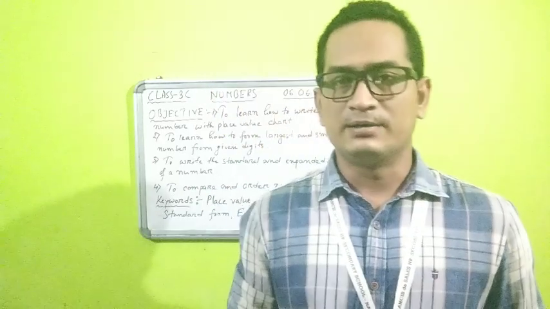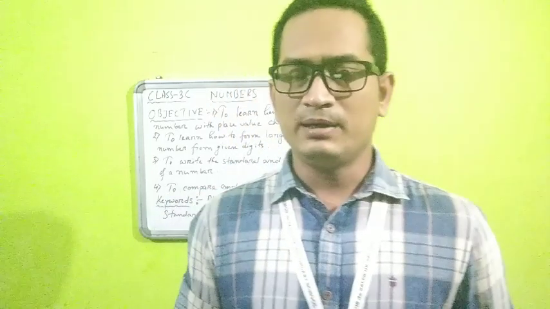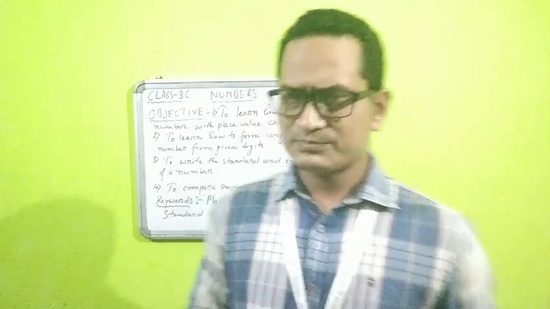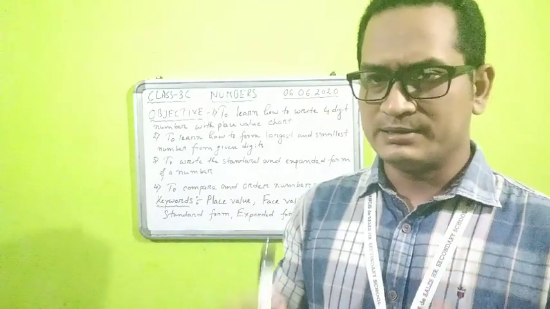Thousands means a 4-digit number. So previously you got a 3-digit number, that means the place value was up to 100 at a time. Now we are going to learn a 4-digit number. So for a 4-digit number, the maximum place value will be up to the thousands. Fine. So what will be the objective for this particular chapter?